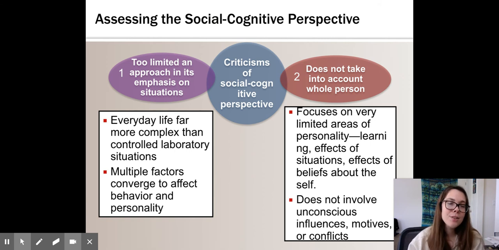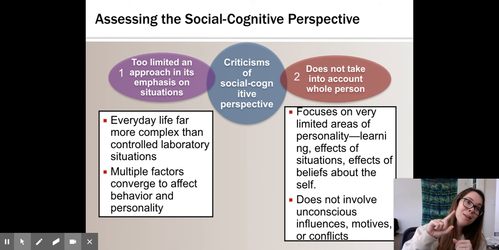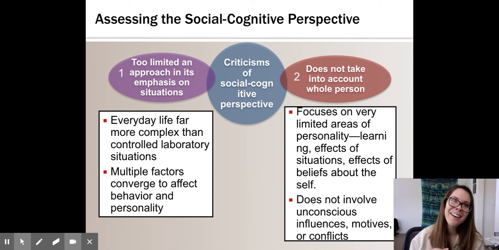And then number two, it does not take into account the whole person. It focuses on limited areas of personality where learning affects situation, and it doesn't really focus on the self and doesn't involve the unconscious at all, which is all Freud, right? So Freud's like, excuse me, there's no psychoanalytical perspective on there, or internal conflicts. So those are the gripes, or shall I say the criticisms, of this perspective, okay?